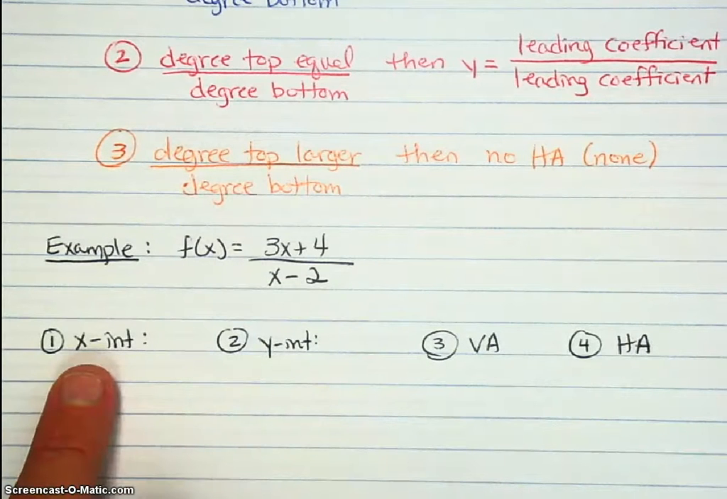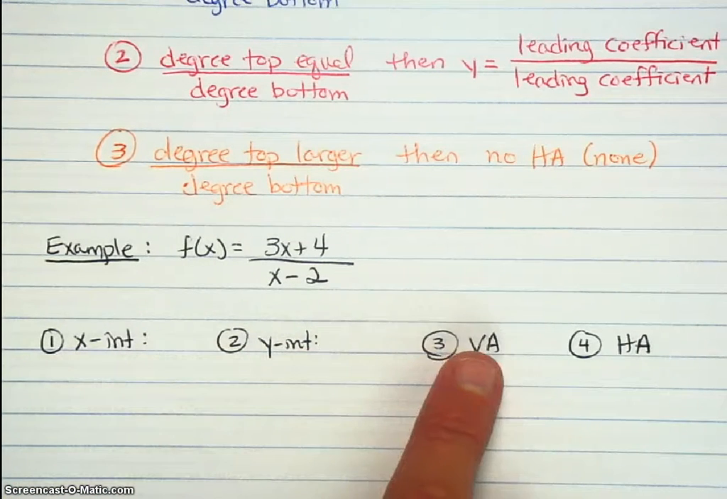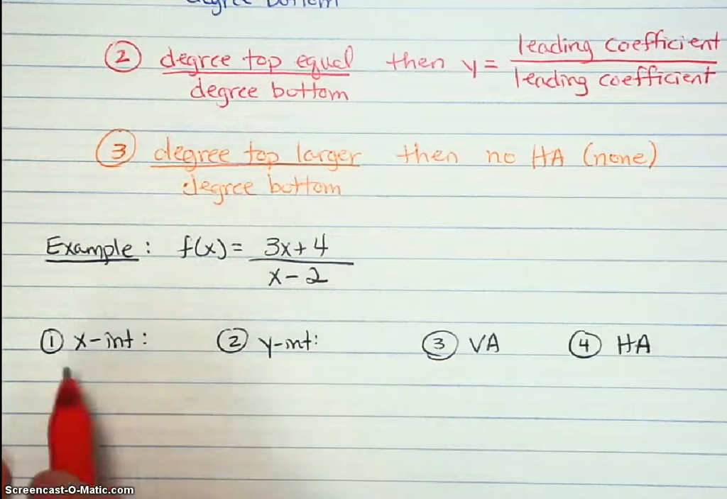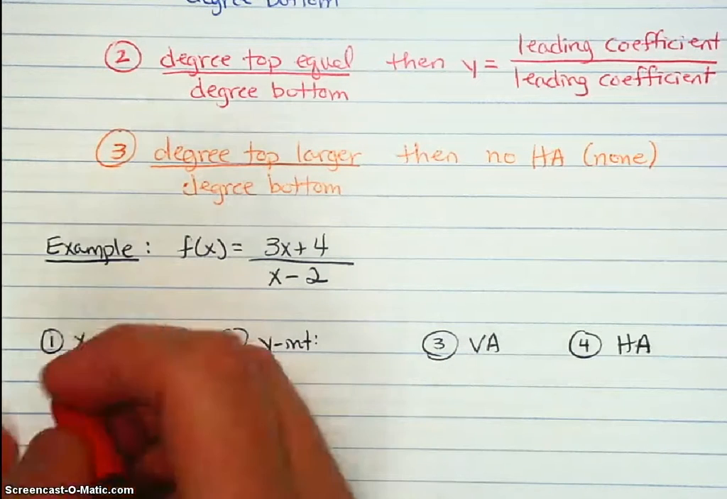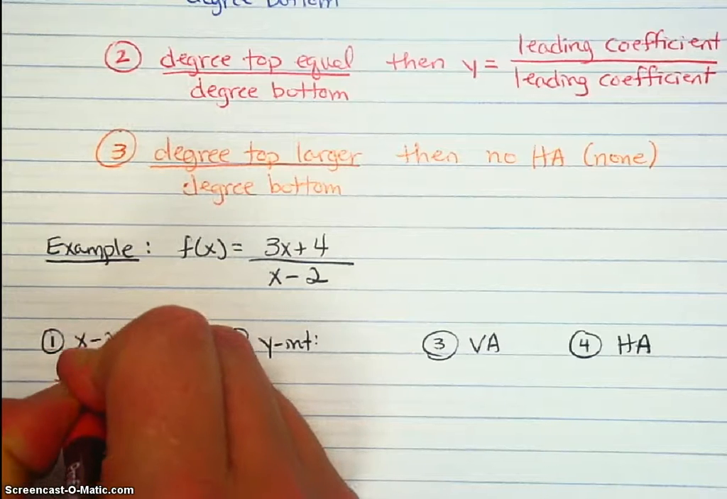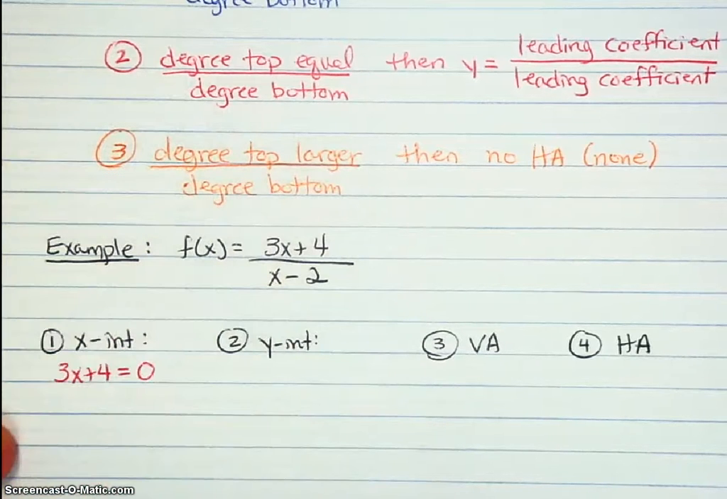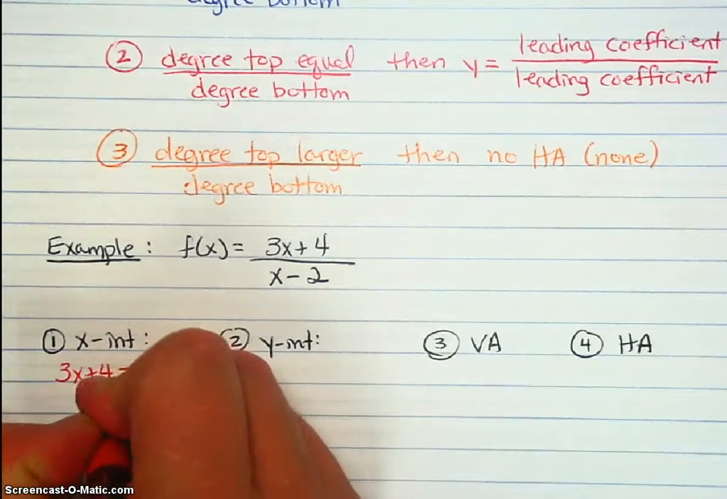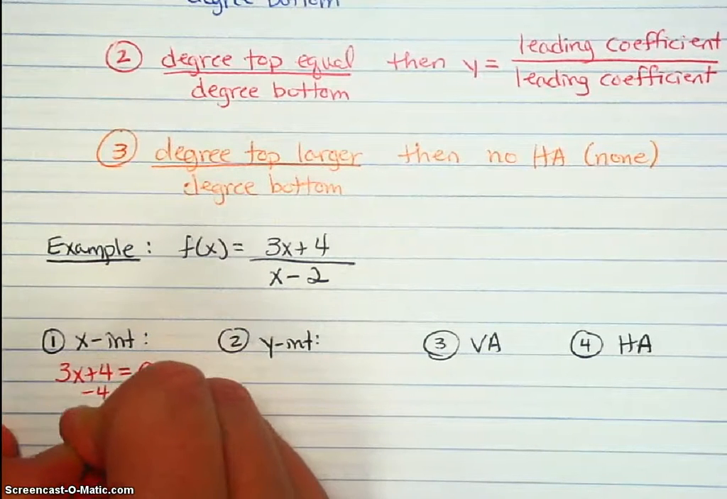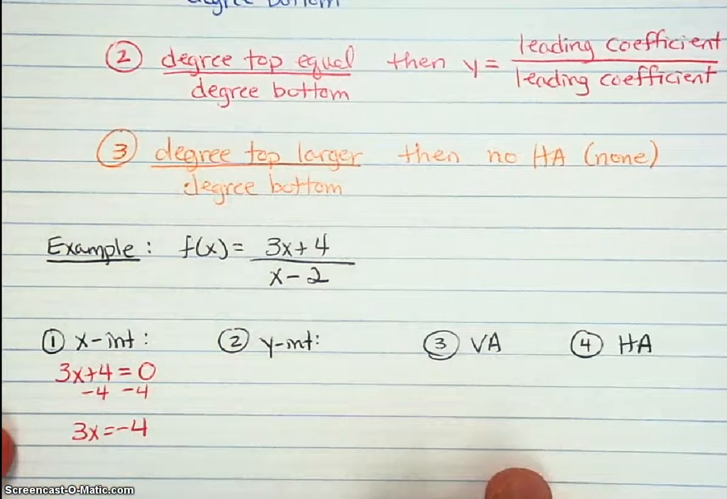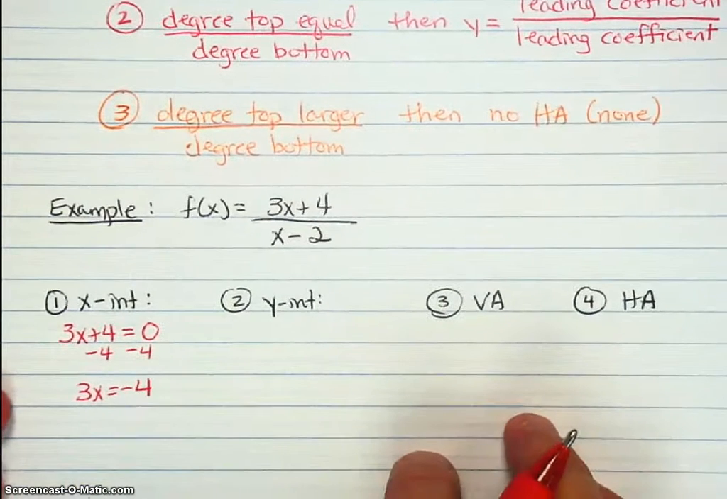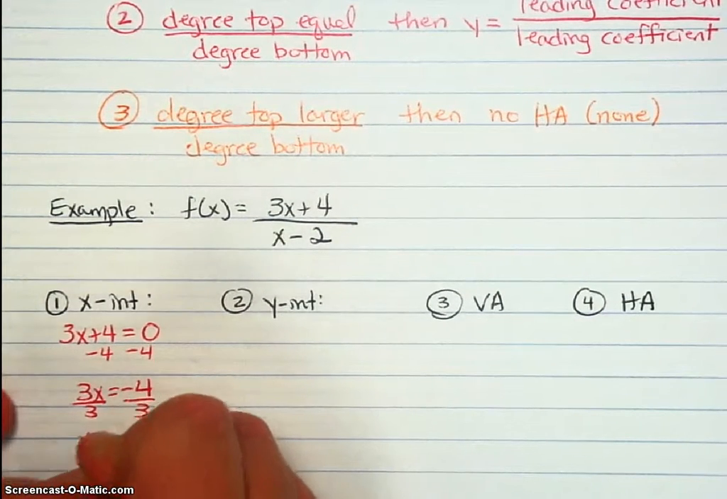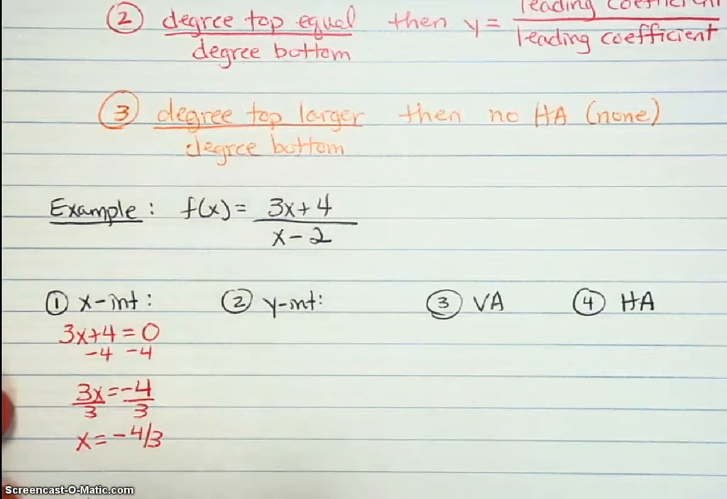And so now we're going to find each one of these: the x-intercept, the y-intercept, the vertical asymptote, and the horizontal asymptote. So we're just going to start off with the x-intercept, and the rule was to take the numerator, which is 3x plus 4, and set that equal to 0 and solve it. So I'm going to subtract 4 from both sides. We get 3x equals negative 4, and then we're going to divide by 3, and we get x equals negative 4/3.